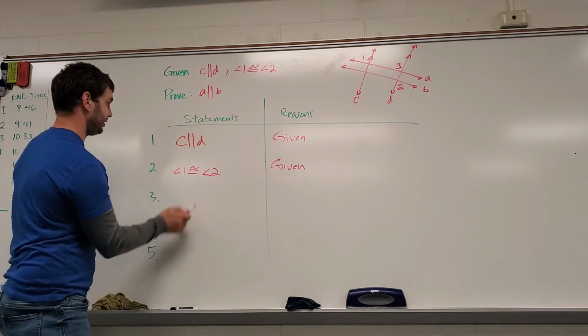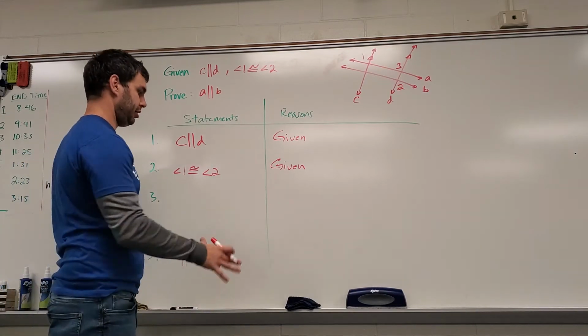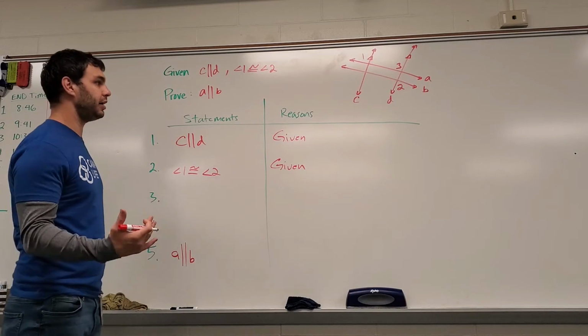That's going to go on our last statement line. A is parallel to B. All right, now the hard part is the middle part. That's what we're going to try to figure out.